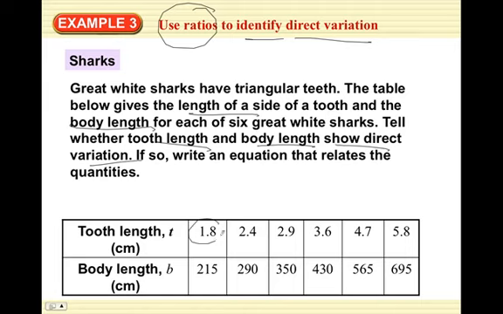If the tooth length is 1.8 centimeters and the body length is 215, and then you got all these other values right here. So basically, is there a correlation between tooth length and body length? They're saying, does it show direct variation? If it did, what should happen? I just taught you this.